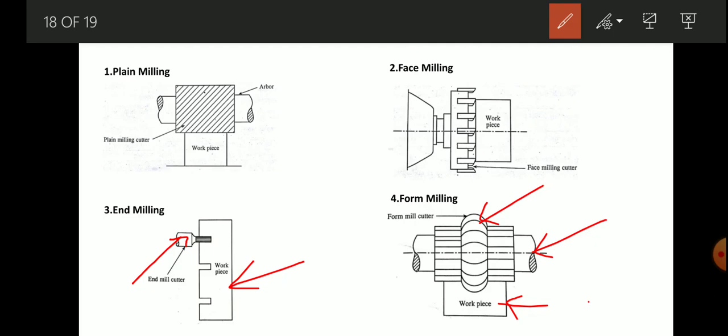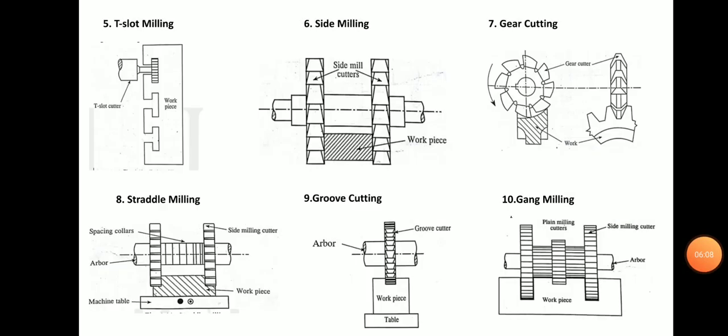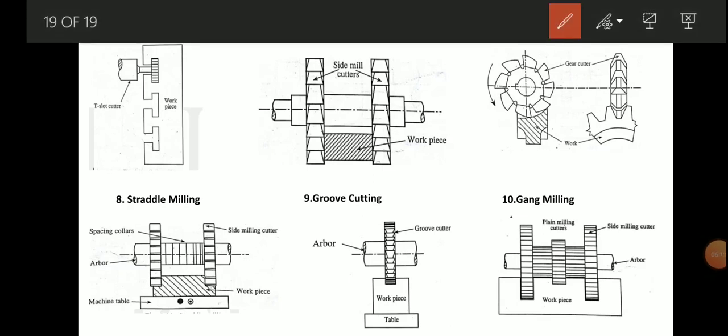Now let us go through T-slot milling. T-slot milling consists of a T-slot cutter and a workpiece. T-slot milling is the operation of producing T-slots on the workpiece using a T-slot cutter. The T-slot is produced by first plane milling a slot on the workpiece, and then at right angles by feeding the workpiece towards the cutter. Hence this was T-slot milling.